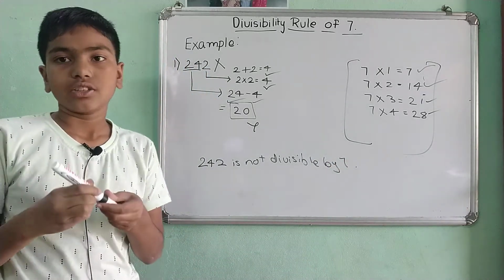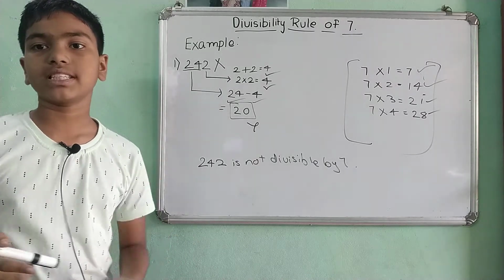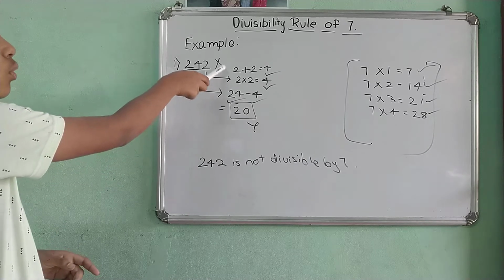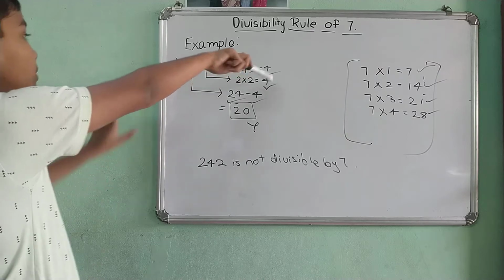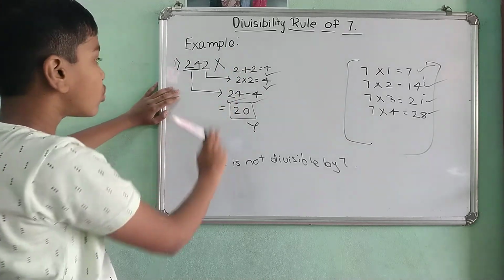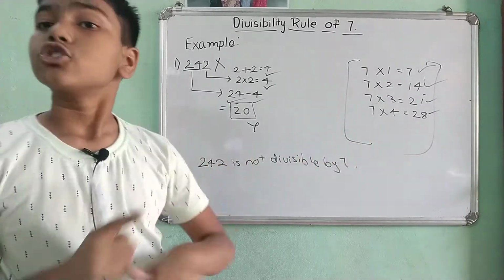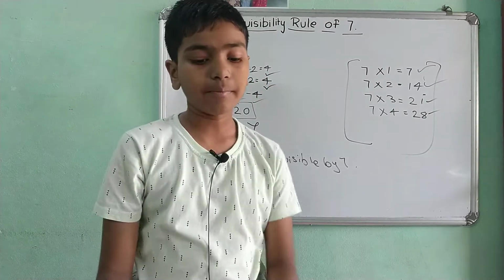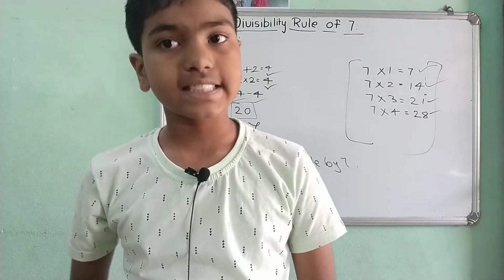Okay. So I hope it was clear to you. Example 1 was simply easy. Let me just tell you once again. So here 242, we repeated 2 here and what we got was 4. Now over here 24 was the remaining number, so 24 minus 4 we got 20. 20 was not coming in the table, so we can simply say no. Okay, now let's check our next example.